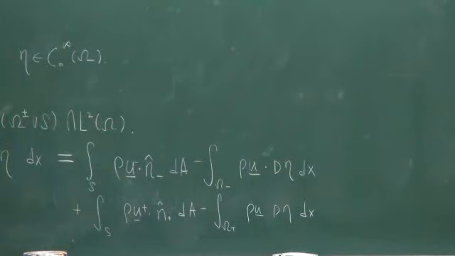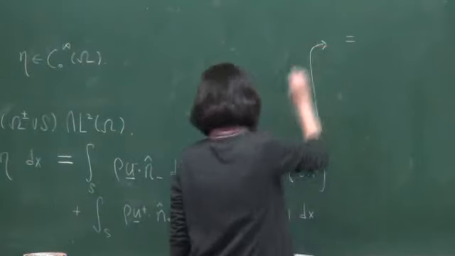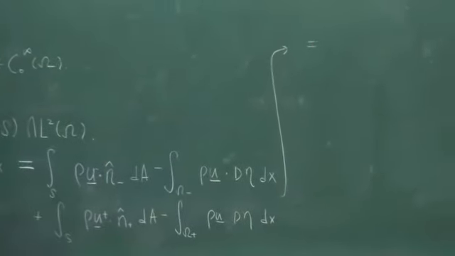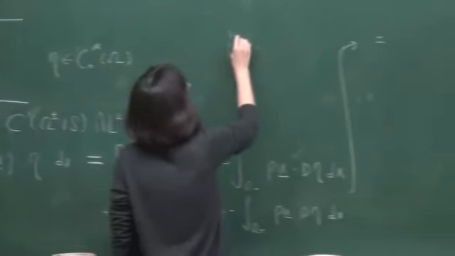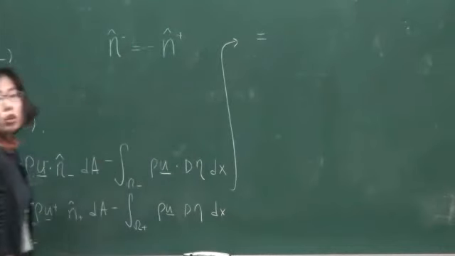So let's combine them. So we combine this in the following way. First, you notice that from this picture, n minus and n plus basically have this relation.